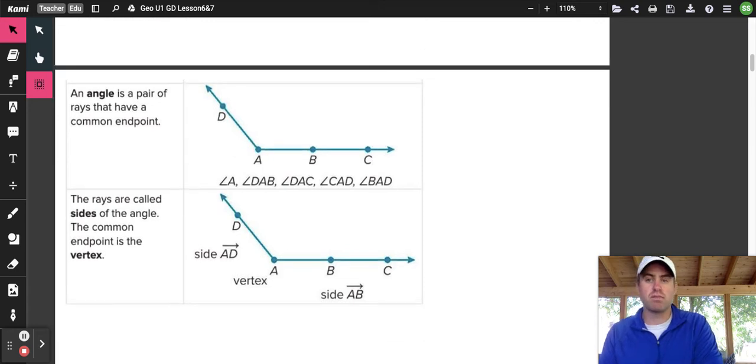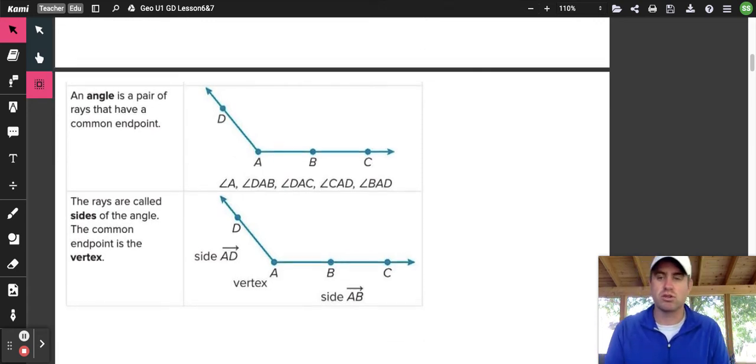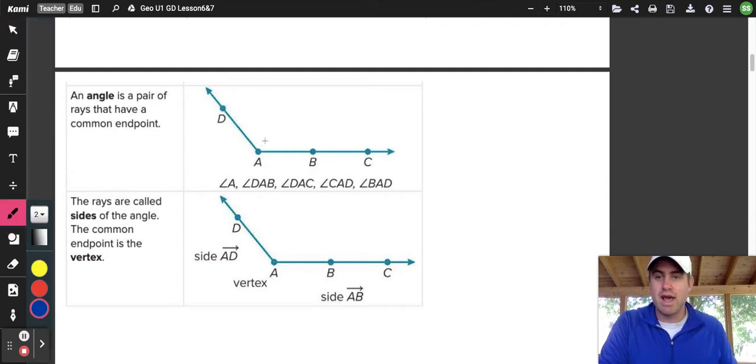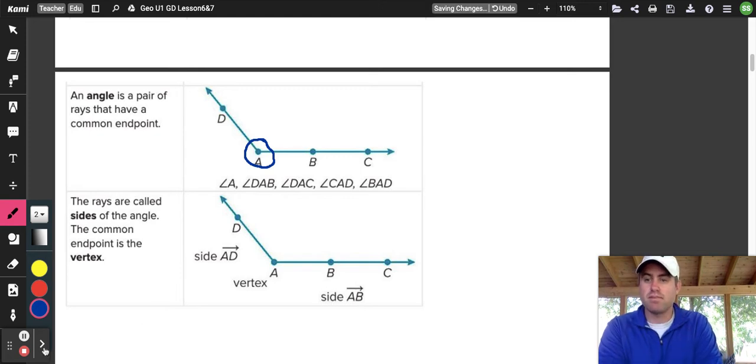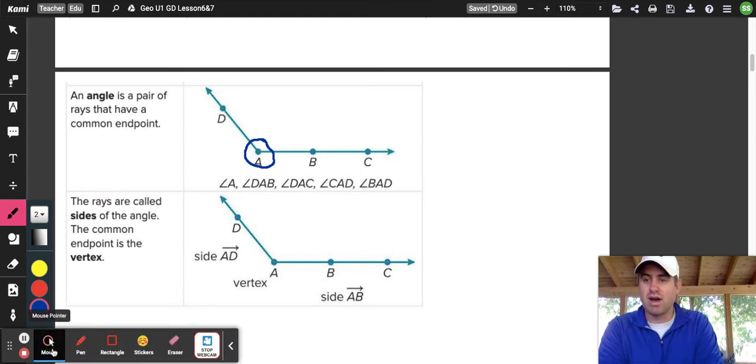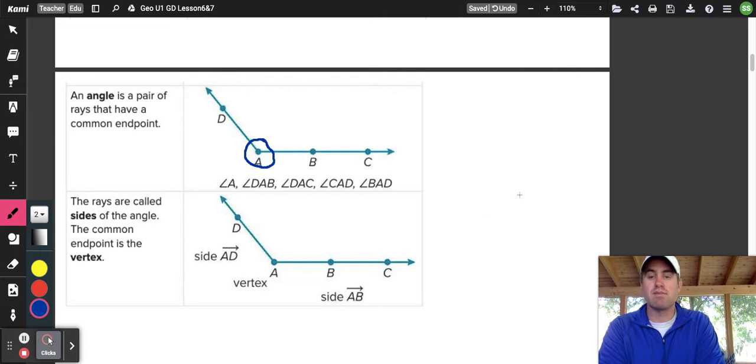Alrighty, so here we go. Let's talk about angles. Angles, very important to geometry. An angle is a pair of rays that have a common endpoint. So here in our top angle, we would see that A is the endpoint. Okay? So we could name that in a lot of different ways. We could name that angle A, angle DAB, angle DAC, any number of ways.